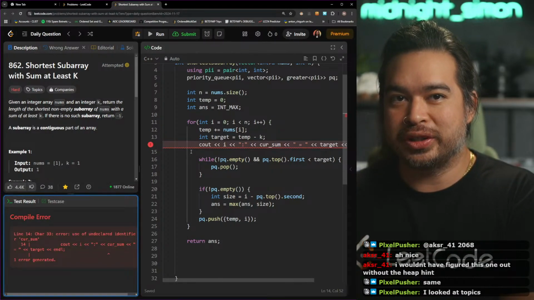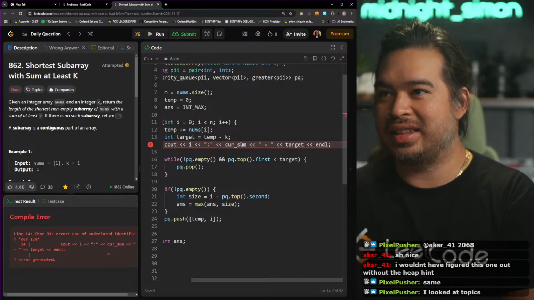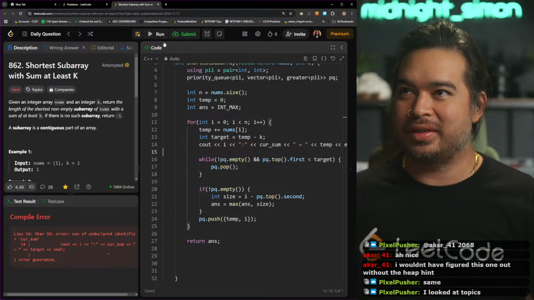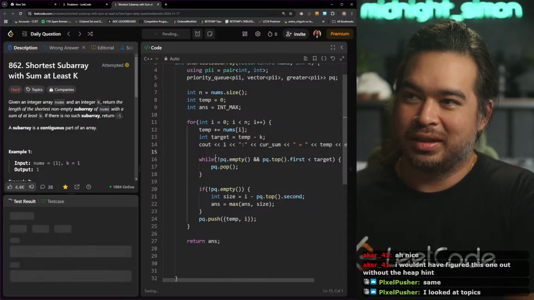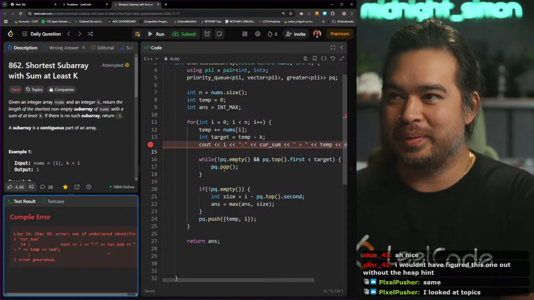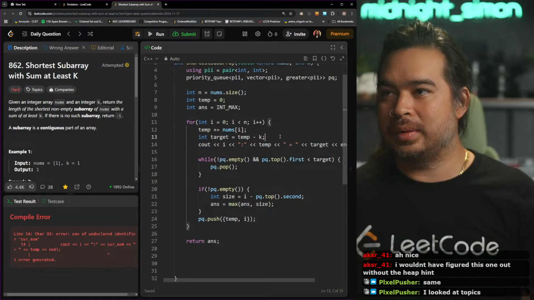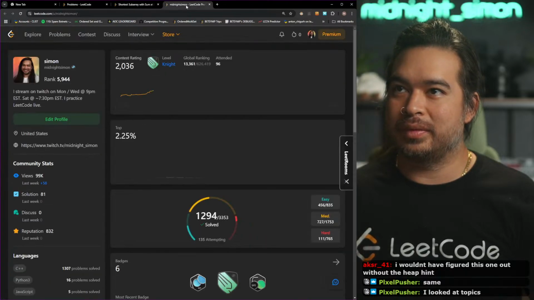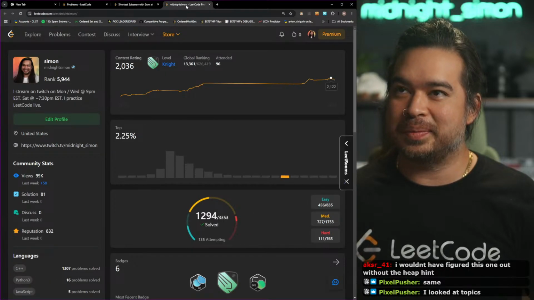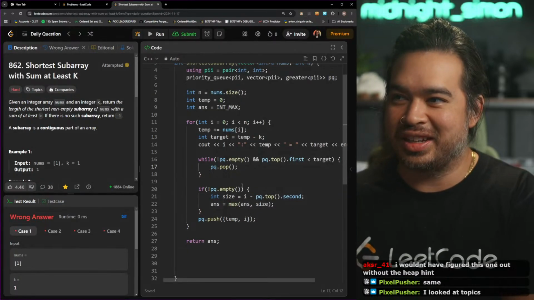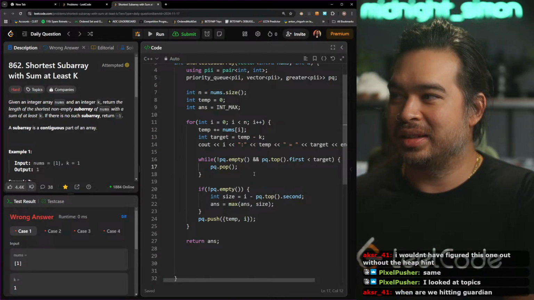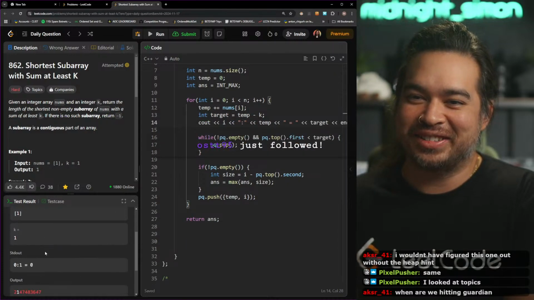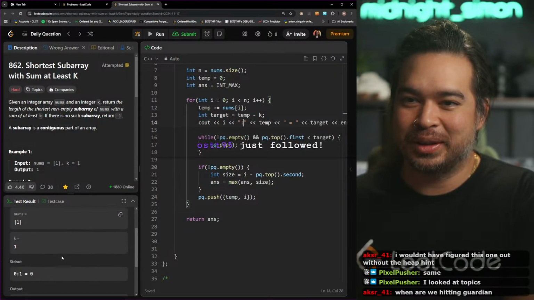Dang, Pixel Pusher 2068. Nice. That's higher than me right now. I think I'm 2033 or something. Let me see what I am. 2036. Ugh. Taking a lot of L's lately. When are we hitting Guardian? Man, that's gonna have to get pushed to next year. I don't think I'm hitting Guardian this year.